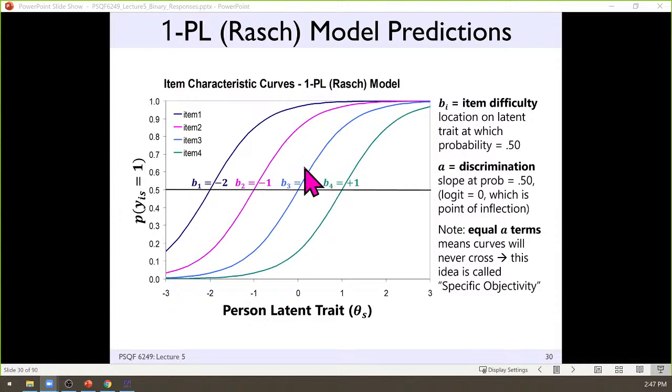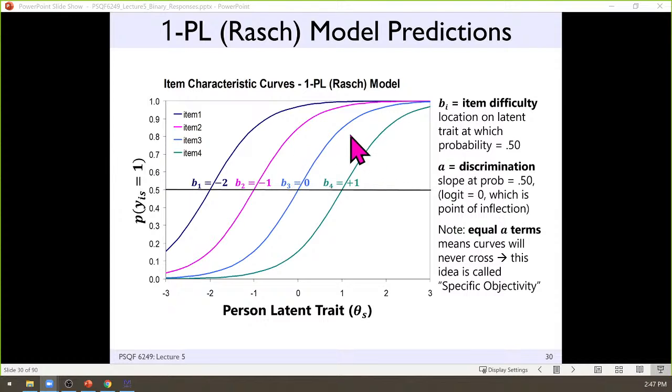The reason that Rasch people, and I do say that like it's sort of a group of people with a very strong philosophical viewpoint, like this model is because of this property of specific objectivity. These lines are never going to cross. So the ordering of items stays constant no matter where you are on the trait. For instance, the dark blue item is always the easiest, meaning no matter where you are on the x-axis, the probability of getting the dark blue item right, the probability of a 1, is the highest. Blue is always higher than pink, is always higher than light blue, is always higher than green.